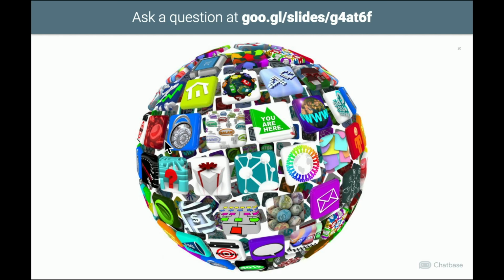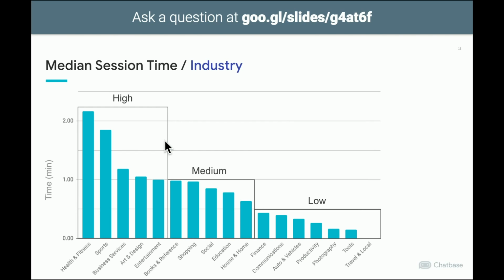Okay, let's switch gears a little bit and now talk about industries. So there's all kinds of bot industries out there. They map well to industries that are used in the app world. And let's take a look at engagement across industries. Okay, so you can see here a lot of different industries, and we group them into high, medium, low in terms of session time, median session time.